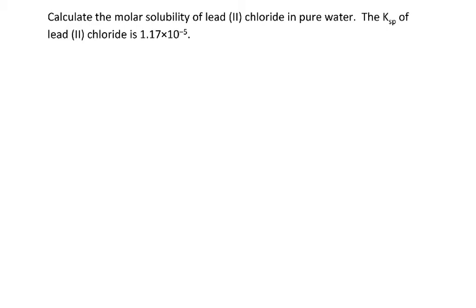And to solve this, I need to do an ice table. So I need to write the reaction for the dissolution of lead-2 chloride. So lead-2 chloride, the formula is, of course, PbCl2. And when ionic compounds dissolve in water, they dissociate. So I'll get Pb2+ aqueous and 2Cl- aqueous.